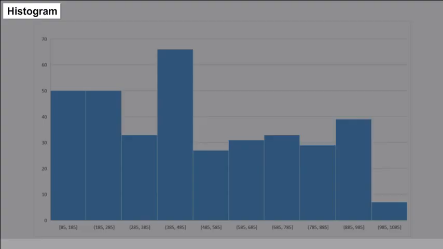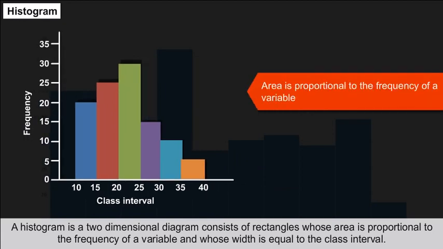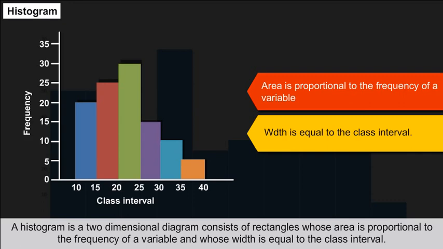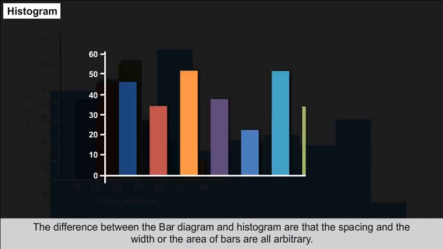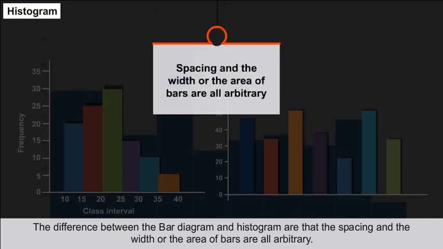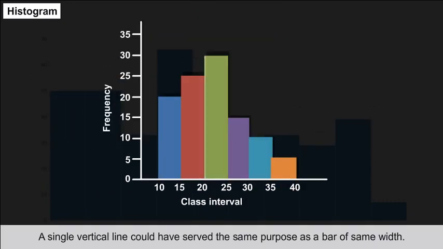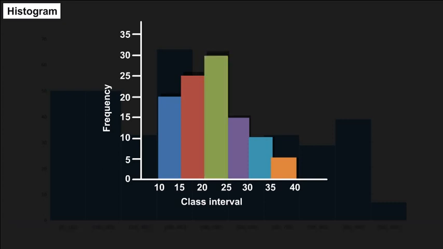Histogram. A histogram is a two-dimensional diagram, consisting of rectangles whose area is proportional to the frequency of a variable and whose width is equal to the class interval. The difference between the bar diagram and histogram is that the spacing and the width or the area of bars are arbitrary. A single vertical line could have served the same purpose as a bar of the same width.